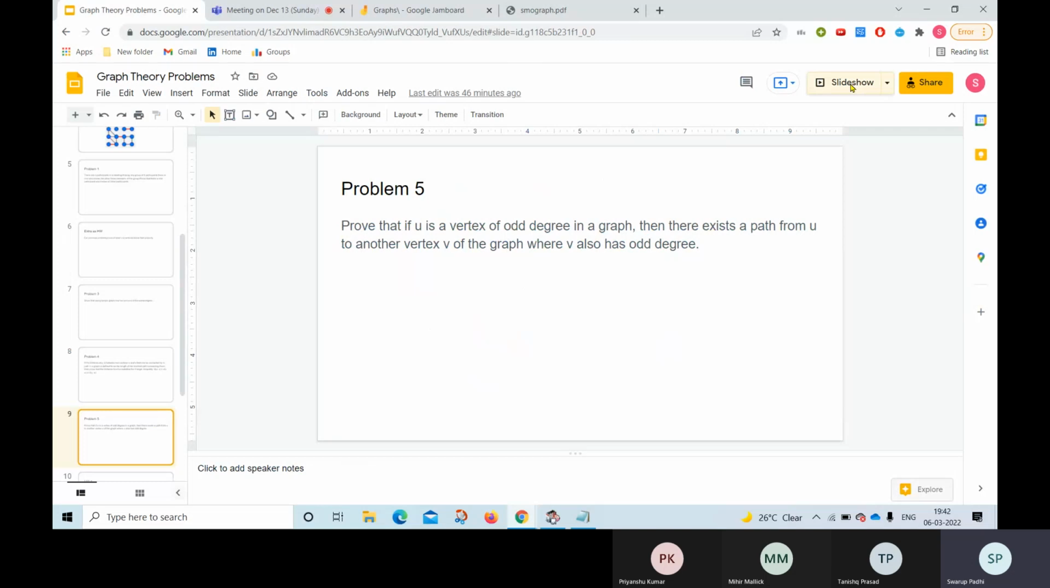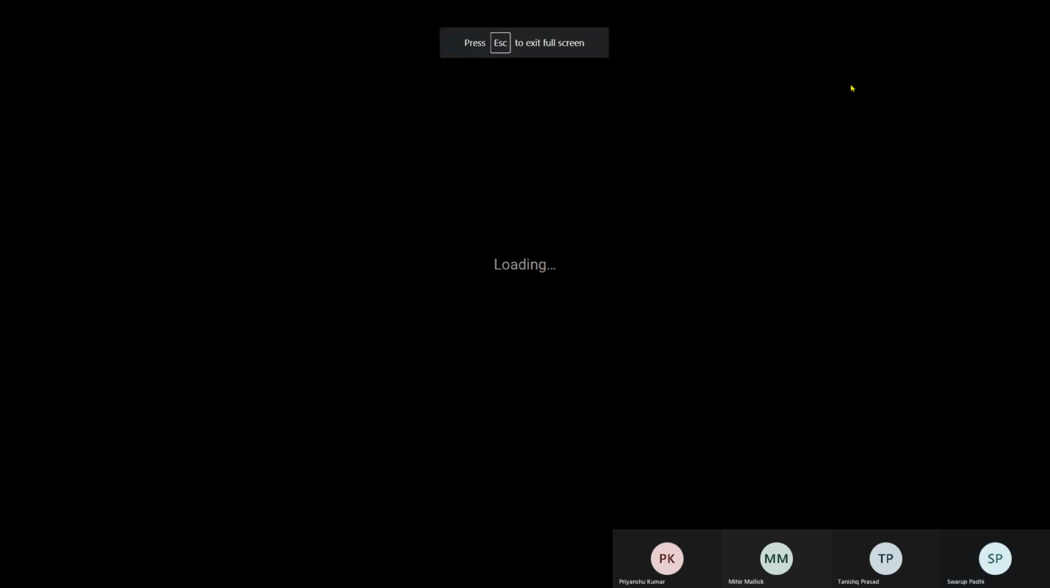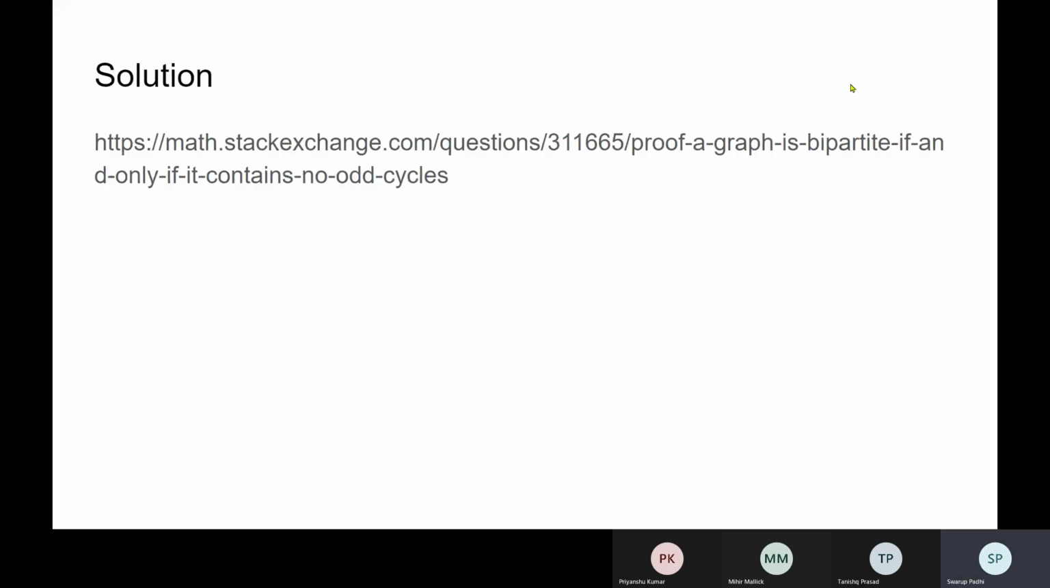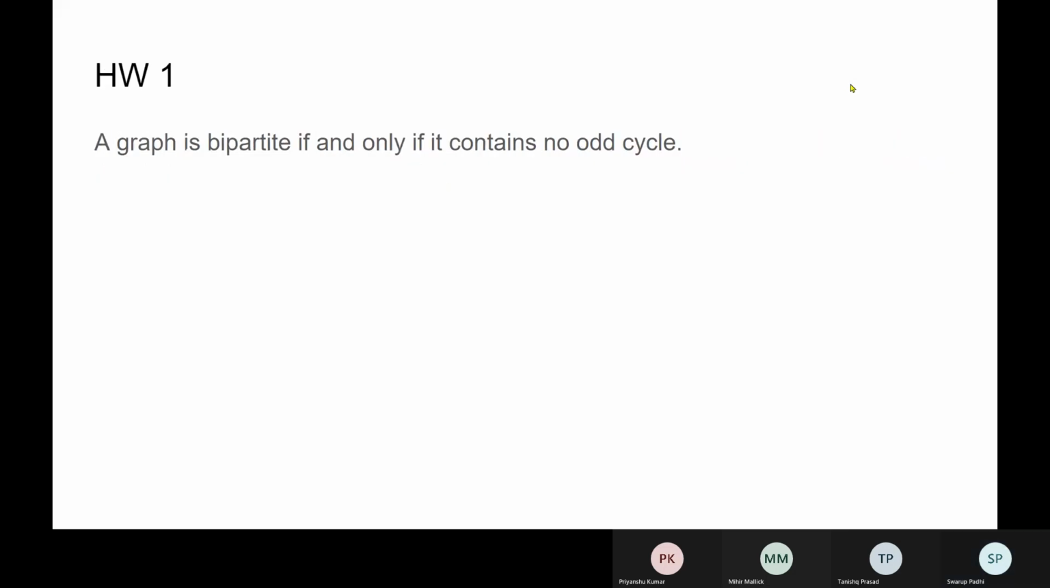So let's go forward. Since we have a little bit of time, I would ask you to think on this. A graph is bipartite if and only if it contains no odd cycle. Recall what a bipartite graph is. That is a graph which can be broken down into two independent sets, wherein in each set the vertices are not adjacent to each other, and the only edges exist from one set to the other set.